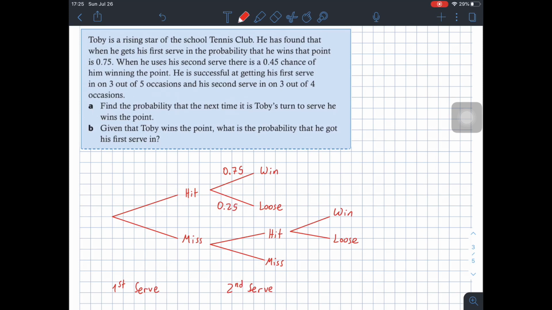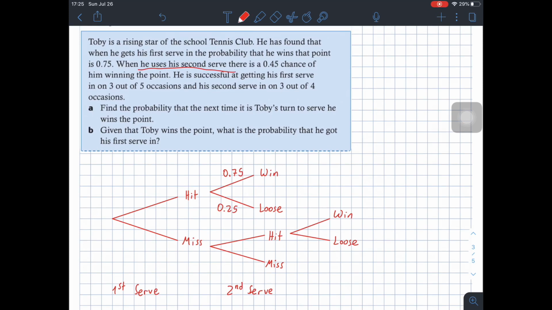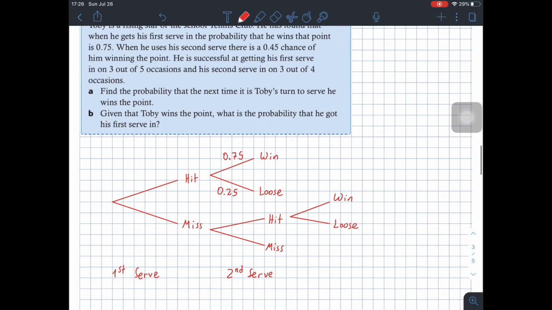Then it says, when he uses his second serve, there is a 0.45 chance of him winning that point. So if he hits the second serve, the probability of winning decreases to 0.45. That means that the probability of losing would be 0.55. He's more likely to lose if he uses his second serve.